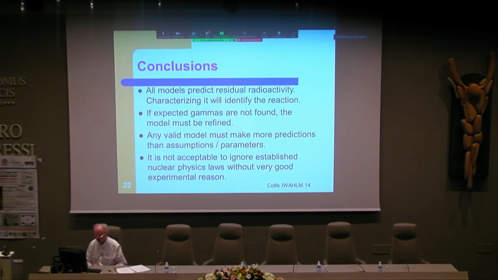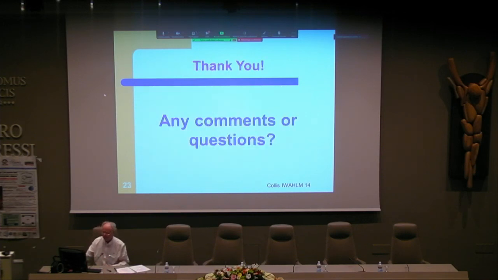Any valid model must make more predictions than assumptions or parameters. This is absolutely fundamental in statistics. You can't predict two or three reactions if you're going to then invoke dozens of parameters to explain it. And it's not acceptable to ignore established nuclear physics laws without some very good experimental reasons. So thank you very much.